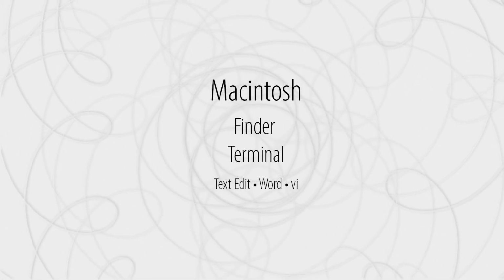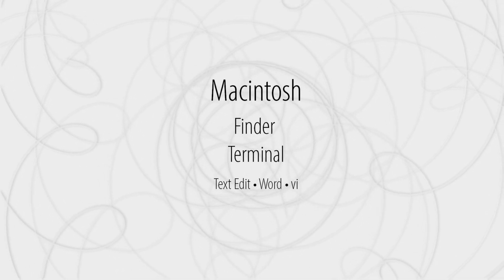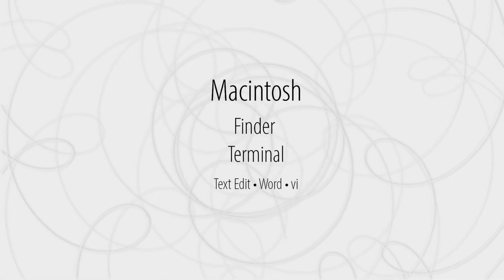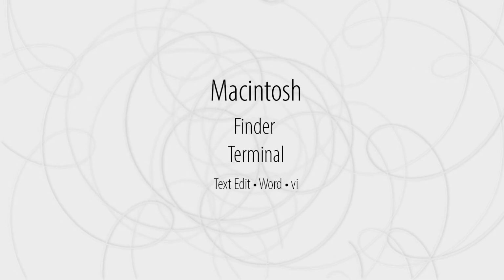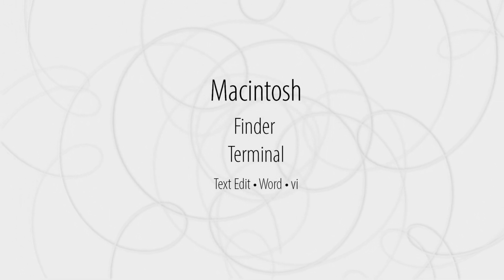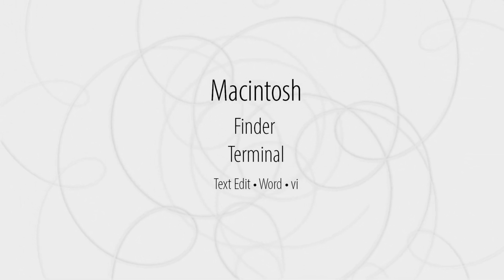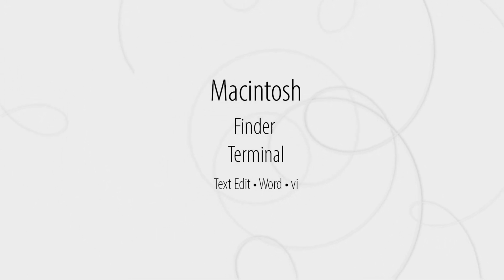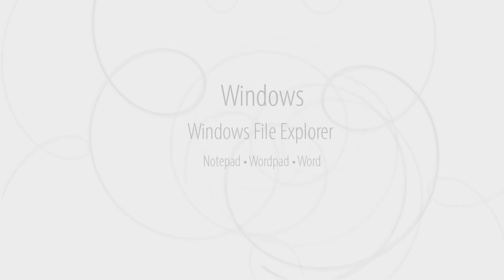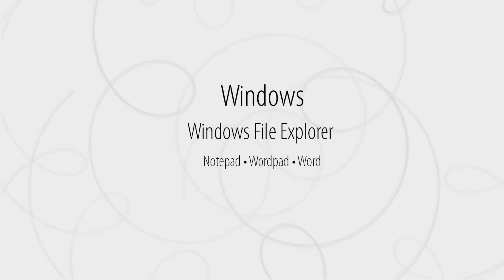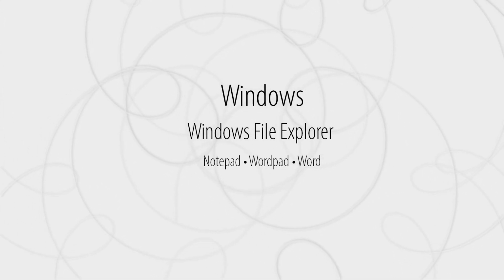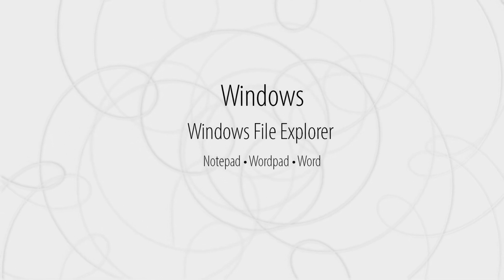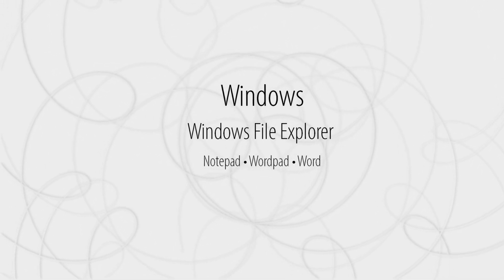I'll be showing you some Mac, some Windows, and some Linux examples. On a Mac, we're going to be using the Finder and the Terminal. And we're going to use a text editor like TextEdit or Word, and VI, which is a command-based text editor which runs in the command shell. On Windows, we're going to be using the Windows File Explorer and a text editor like Notepad, WordPad, or Microsoft Word. Microsoft Word is not a requirement.